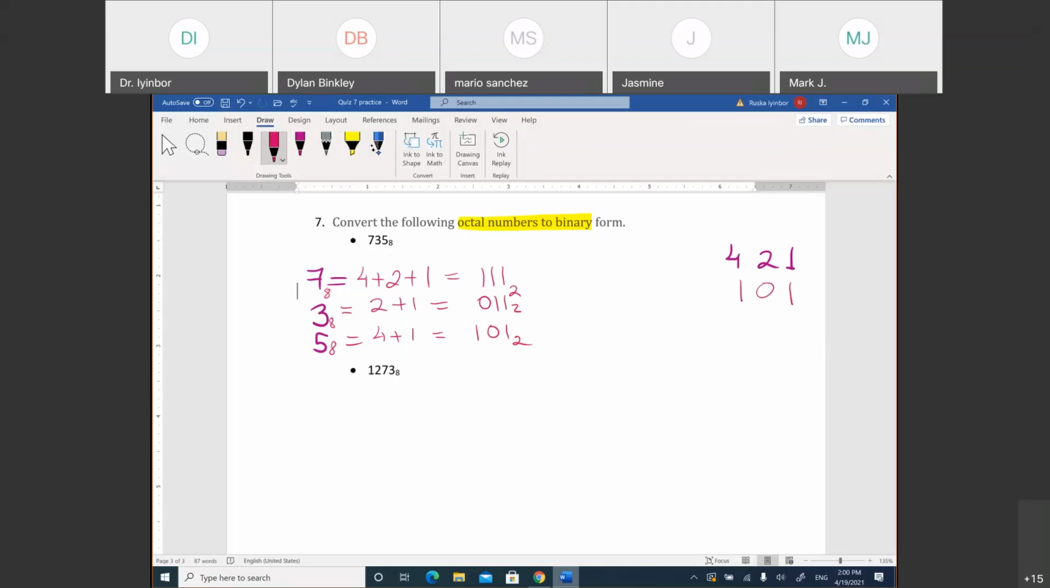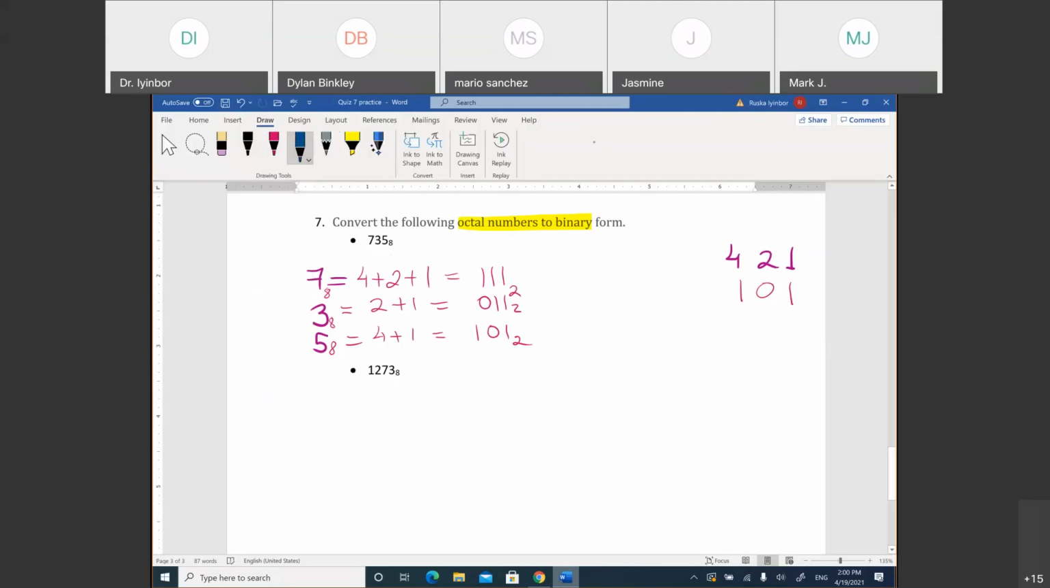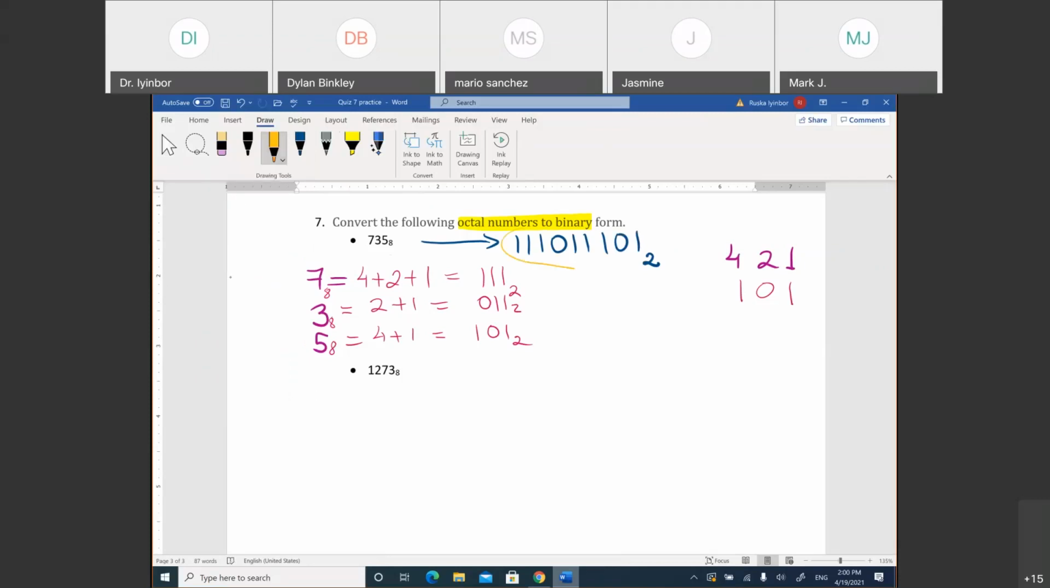Okay, so now I need to put these 3 groups of 3 one after another, and it has to be in that specific order. I'm going to put 7 first, so it's going to be 1, 1, 1. And then I'm going to put 3, which is 0, 1, 1. And then 5 is going to be 1, 0, 1. Okay, and that's my final answer. Any questions?